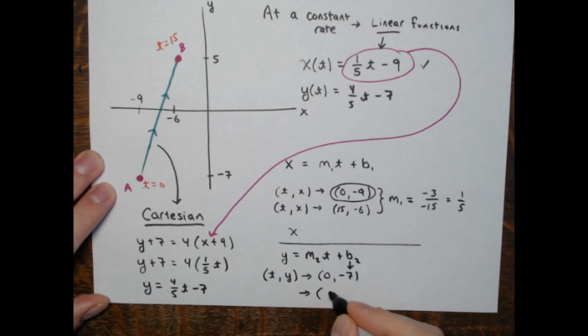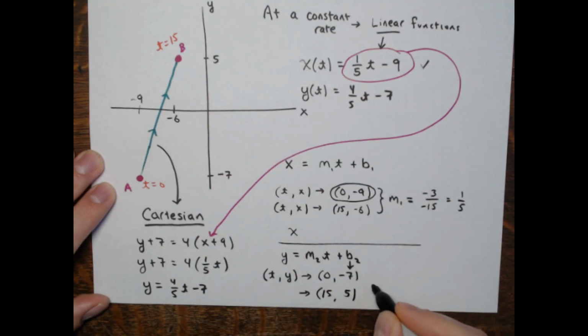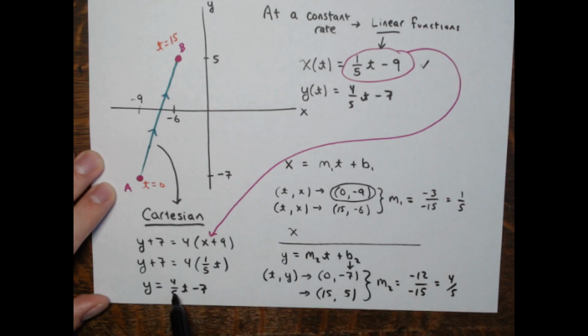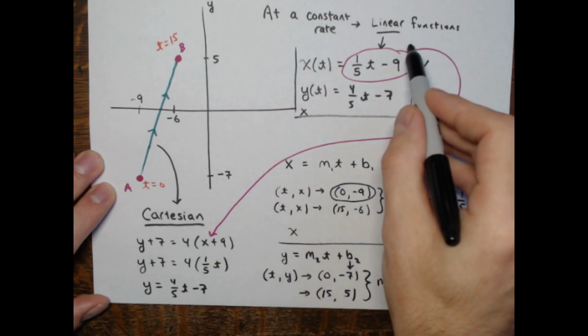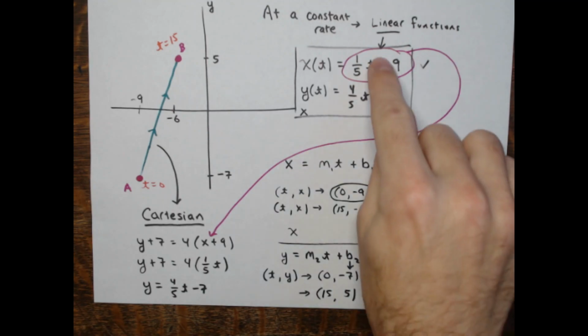And then another point: when t equals 15, y equals 5. And when I find m2, the slope here, that'd be -12 for the change in output divided by negative 15 for the change in input, and that's positive 4/5. And so I'm getting the same equation here, 4/5 t minus 7. So there we go. That's a lot better. So again, my apologies for the earlier page and the bad arithmetic I did. The 15 minus 9 is negative 6. That's not correct. So yeah, here's what I'm going to enter.